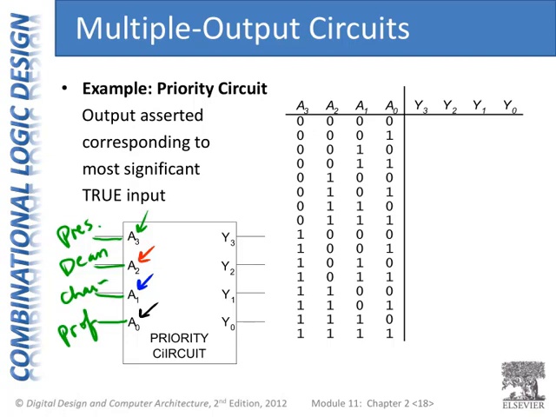So the outputs, Y3 to Y0, indicate who gets the use of the room. If Y3 is 1, it means that the president got to use the room because the president has priority. If Y2 is true, and all the other ones are false, the dean gets to use the room. Okay, so we have this priority circuit, and we can see now what the outputs should be.